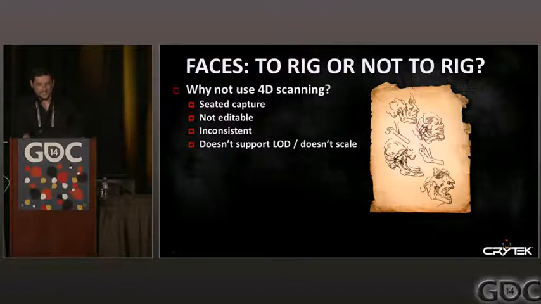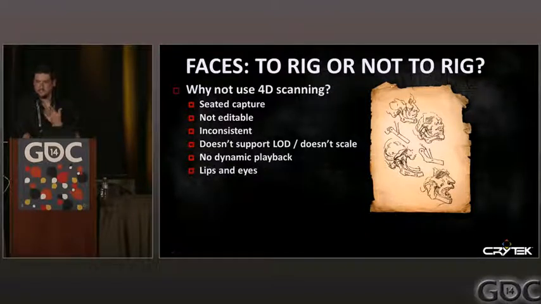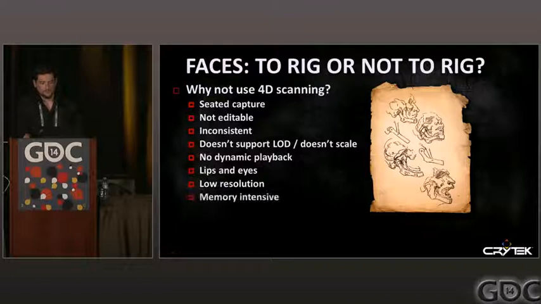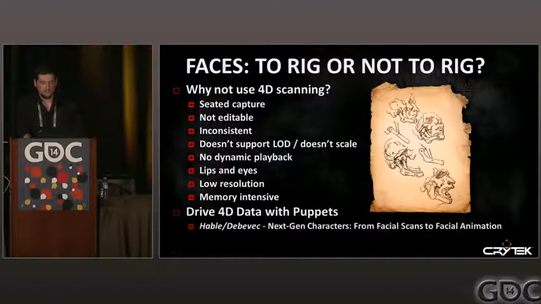These kinds of techniques also don't lot out, which I'm going to talk about, how we lotted stuff. You can't really do dynamic playback, like if you want to have someone saying something with their mouth and making a different look with their eyes or something. It can be pretty low resolution and memory intensive.